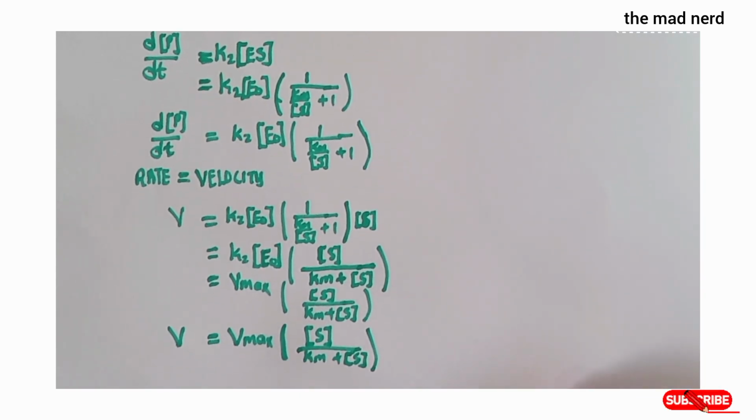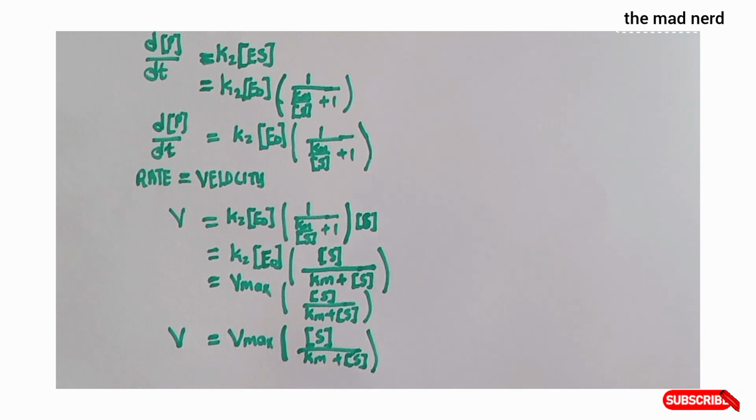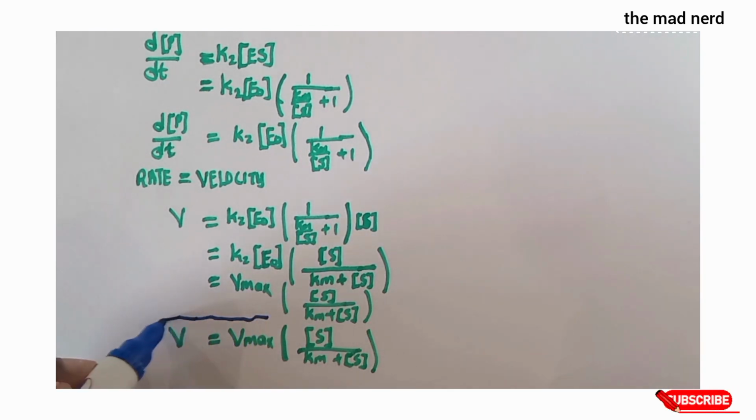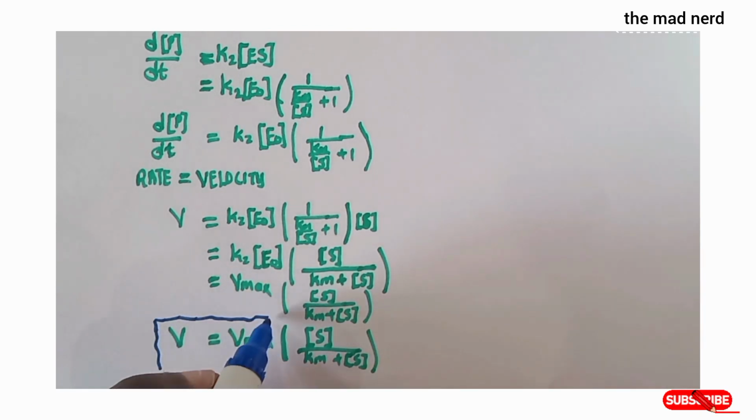Finally, this is the Michaelis-Menten derivation equation. So this is it. Let me highlight it with a different highlighter.